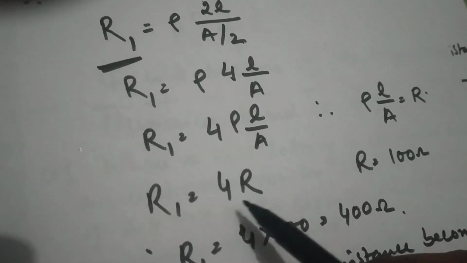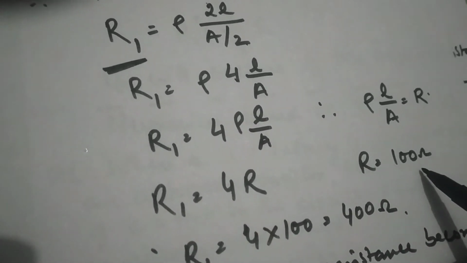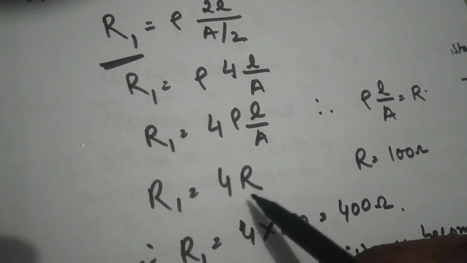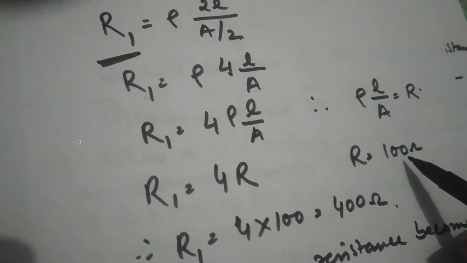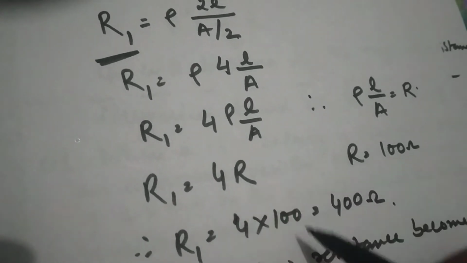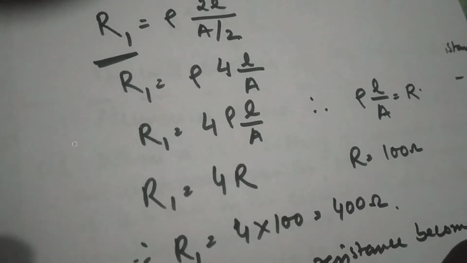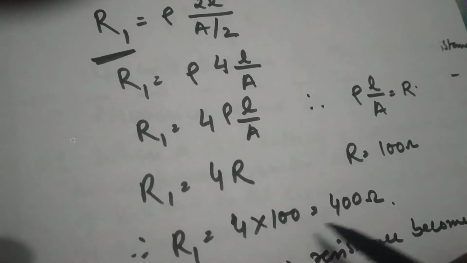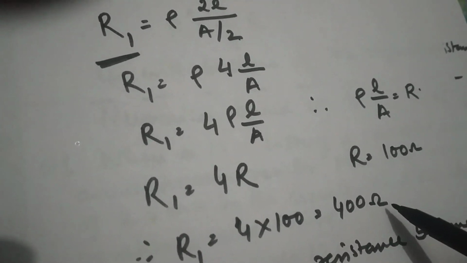So R1 or R dash, what you have taken, now we have put the value of this one, R. So R1 is equal to 4R, and what is the value of R given? If it is not given, you can write 4 times. The new resistance has become 4 times. But if the R value is 100, you can put this value here. So 4 into 100, you get 400 ohm.